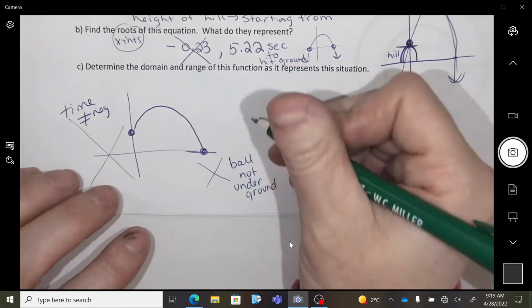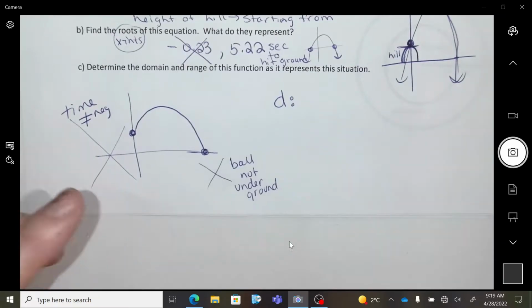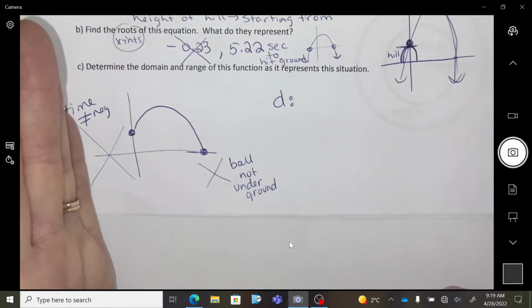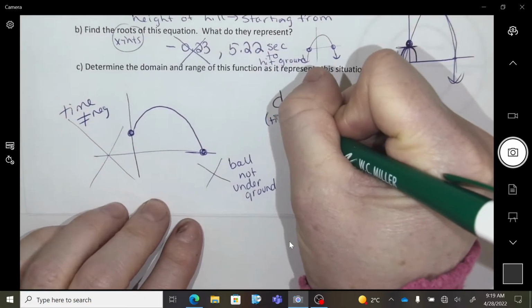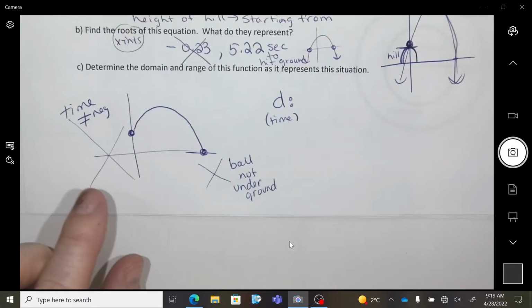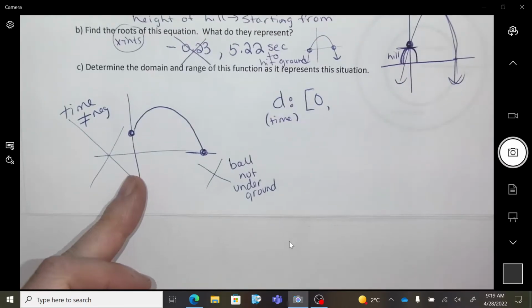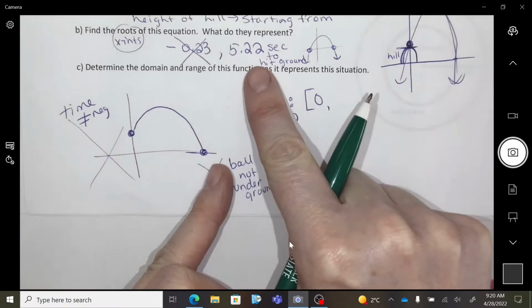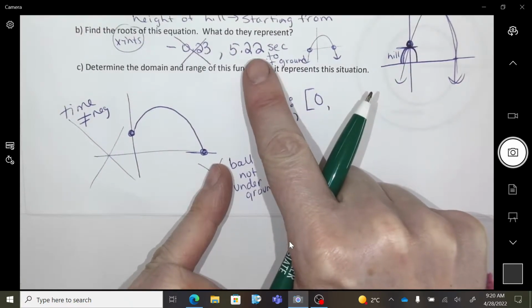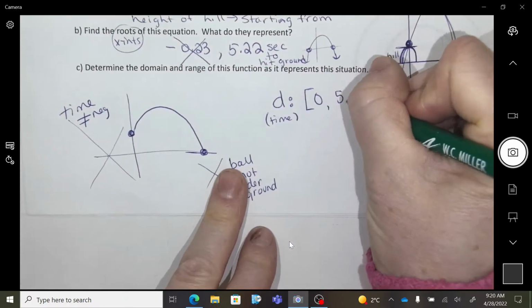So what's the domain? What's the time starting at? So the domain is the time. What's the time starting? 0. When does the time end? When it hit the ground, it ends, so 5.22 seconds.